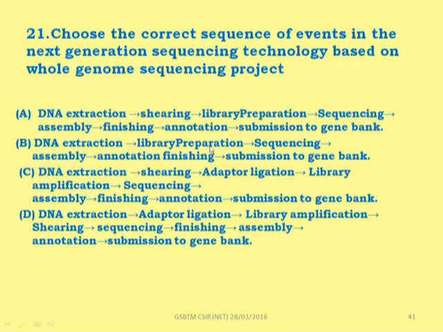B, DNA extraction and library preparation, not possible. First you will have to extract DNA and cut it with restriction enzyme, then prepare the library. So two steps are missing. Third one, DNA extraction, shearing, adapter ligation, library amplification, sequencing, assembly, finishing, annotation and submission to gene bank. This looks right. These are the steps of a next generation genome sequencing project.